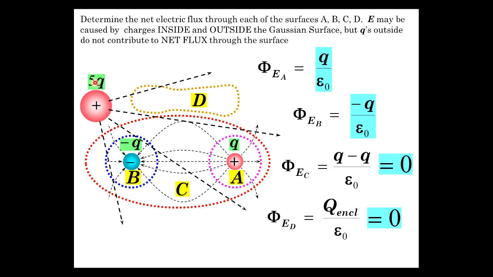Notice that this 5Q putting out basically its flux through areas, no problem, but given a surface like D, what goes in comes out. Same thing with these others. What goes in comes out. So it doesn't have any effect on the total flux through the surfaces shown here.